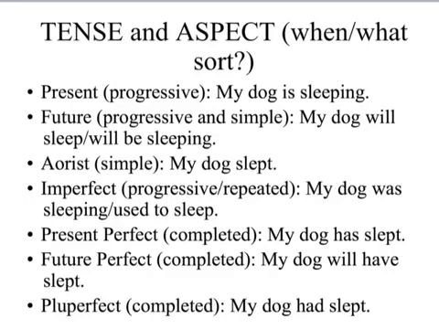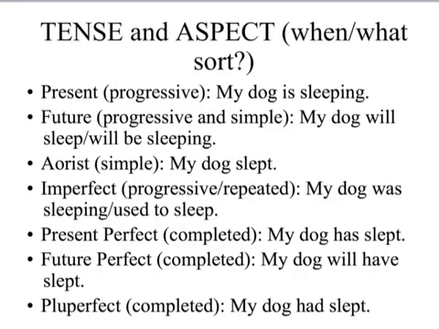So the 7 of those that you'll get in Greek are the present, which gives you progressive action in the present, my dog is sleeping. Future, which gives you both progressive and simple action in the future, my dog will sleep or my dog will be sleeping. Aorist, which indicates simple action in the past, my dog slept. Imperfect, which indicates progressive or repeated action in the past. My dog was sleeping, or my dog used to sleep.